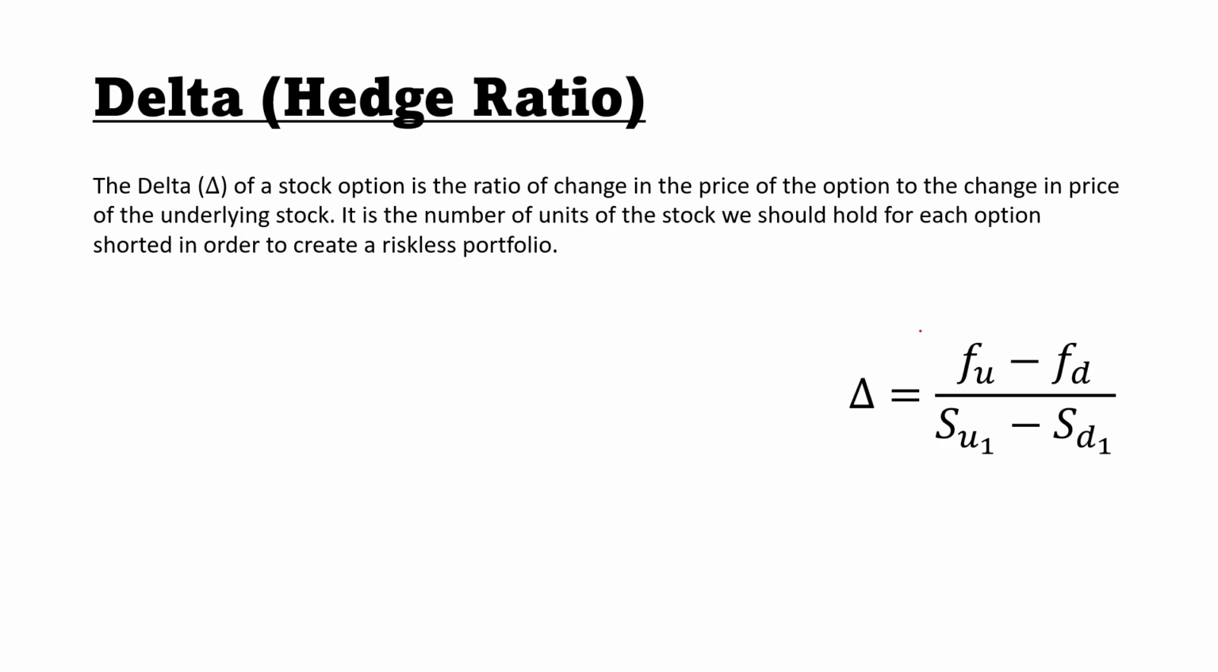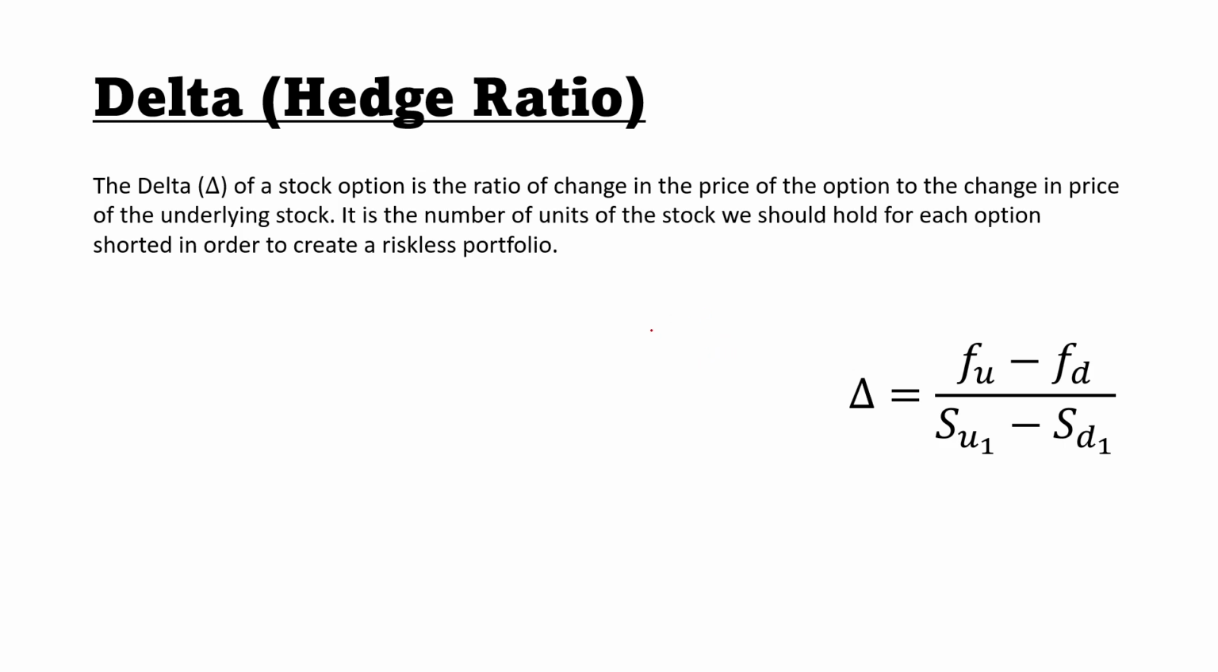As we can see from the formula, we have FU minus FD. This is the change in the price of the option, FU being the option value in the high state and FD in the low state, so when it goes down. And then SU1 and SD1 denote the change in price of the underlying stock.